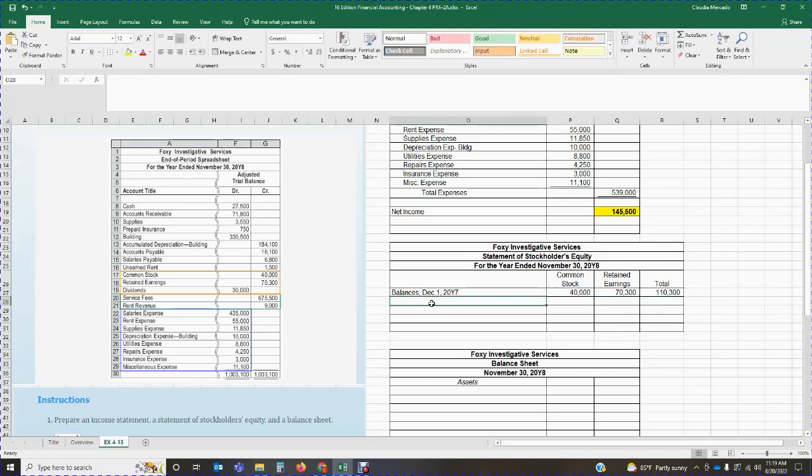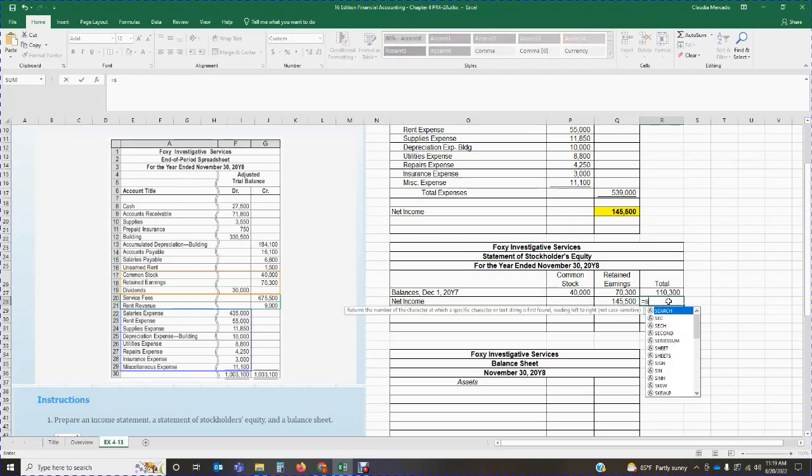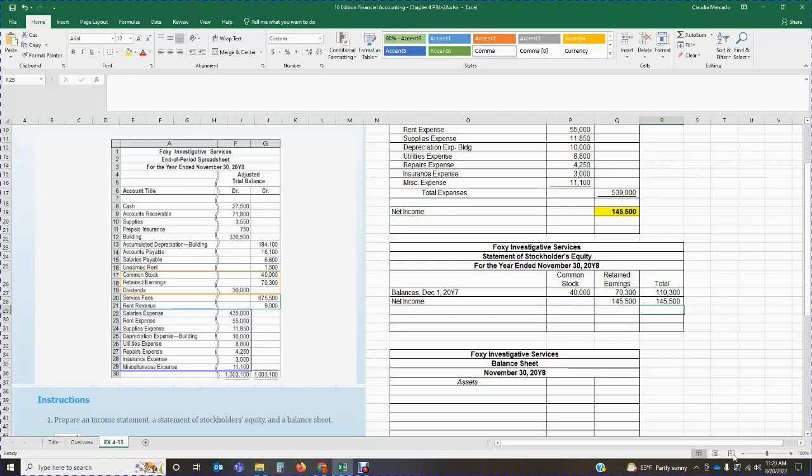Next, we're going to bring in the net income or loss generated during the period. Okay. We have net income of $145,500. This net income number is coming from your income statement. That increases your retained earnings. So we're going to put that right there. Okay. We're going to get a total for that column. And that's going to give me $145,500.